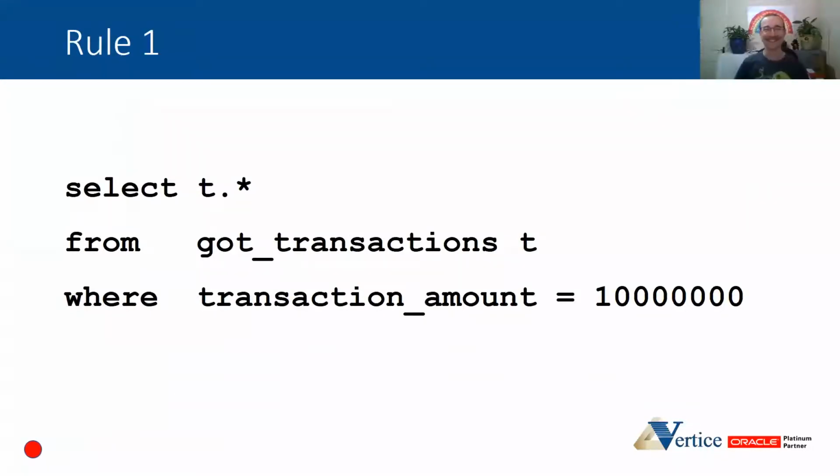Bit of basic SQL. We just need a where clause, right? Find all the transactions with a value of exactly 10 million. So that's pretty straightforward. The second one, as I said, is a bit more complicated, and I'll just spend a moment explaining what the problem here actually is.